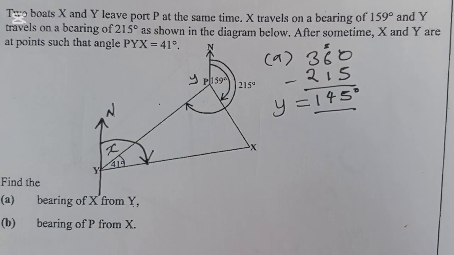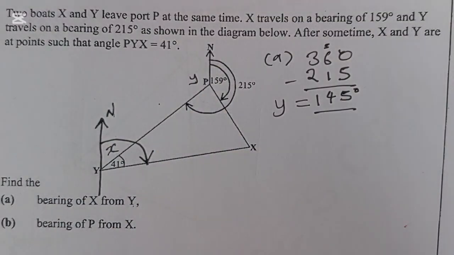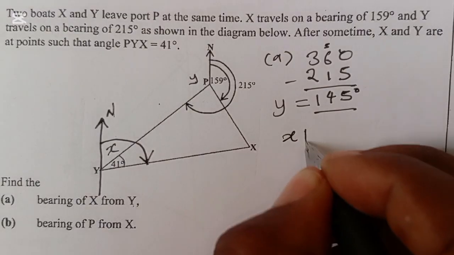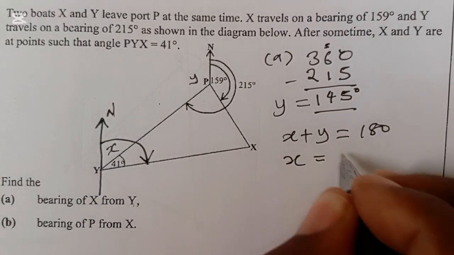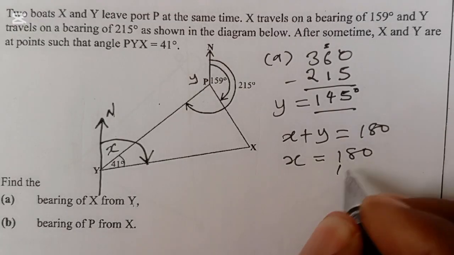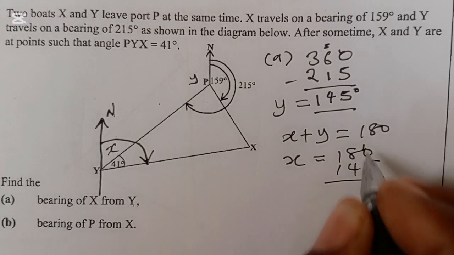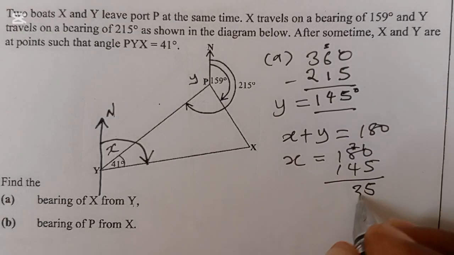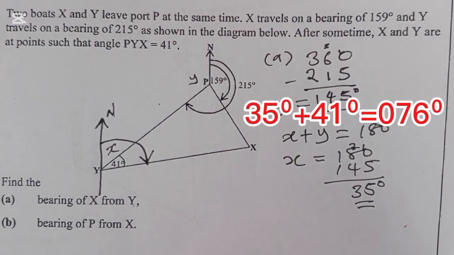And then you need to understand that provided these two are parallel lines, this angle y and x add up to 180. So x plus y is equal to 180. So x is equal to 180 minus 145. So the answer is 35 degrees.